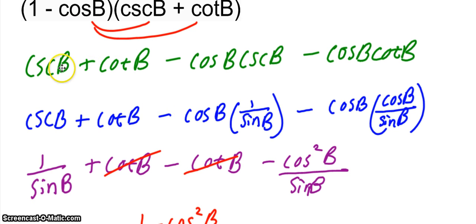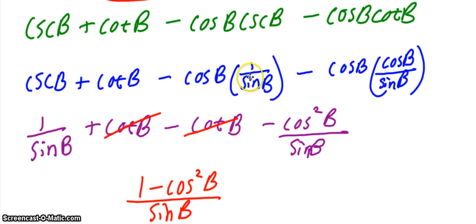Okay, so I distributed. I get cosine b plus cotangent b minus cosine b cosecant b minus cosine b cotangent b. Okay, now I changed the cosecant into 1 over sine, and I changed the cotangent into cosine over sine. My thought process on that was really, these were the areas where I had 2 trig functions multiplied together, so I wanted to be able to do something with that. And my go-to is change things to sines and cosines, so that's why I changed the cosecant and changed the cotangent. But I left these because I didn't know exactly what was going to happen yet.